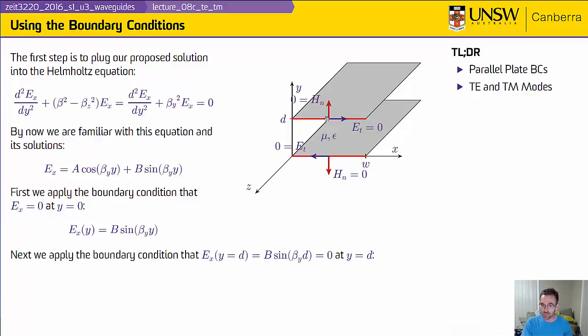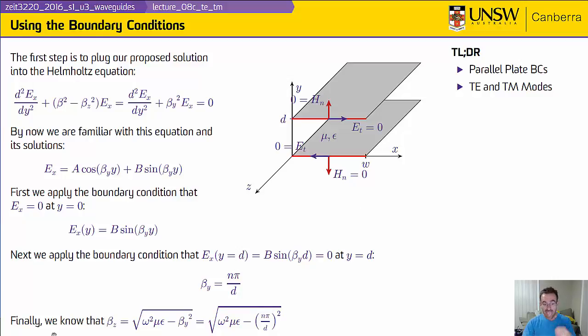So next we apply the boundary condition at the top interface. And at the top perfect conductor, the tangential component must be 0 again. So I substitute in y equals d here. Right? You see y equals d. And the only way for this to be true is if beta sub y times d is an integer multiple of pi. It can be 0 pi, 1 pi, 2 pi, 5 pi, 37 pi. It doesn't matter. So long as beta sub y times d is an integer multiple of pi, then the sine is going to be 0. So this now gives us an infinite number of potential solutions, one for every integer n.